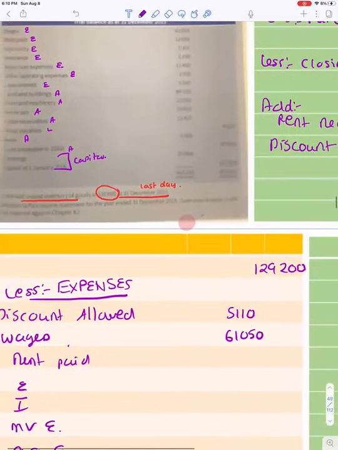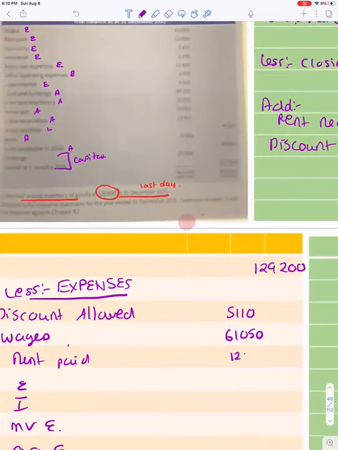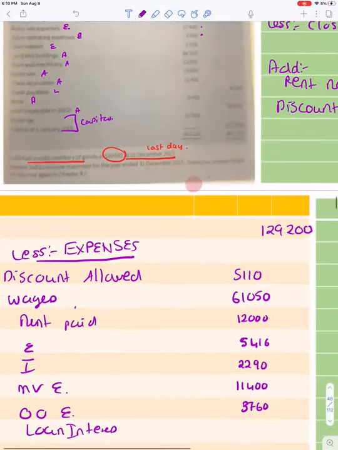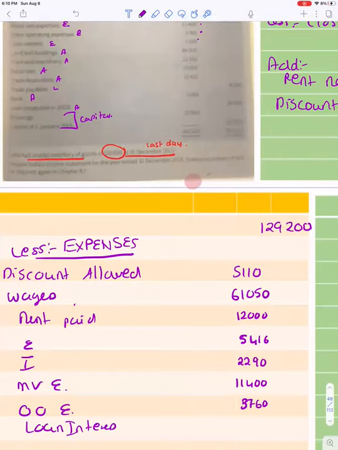Rent paid is 12,000. Electricity 5,416. Insurance is 2,290. Motor van expenses is 11,400. Other operating expenses is 3,716. Loan interest is 1,000.